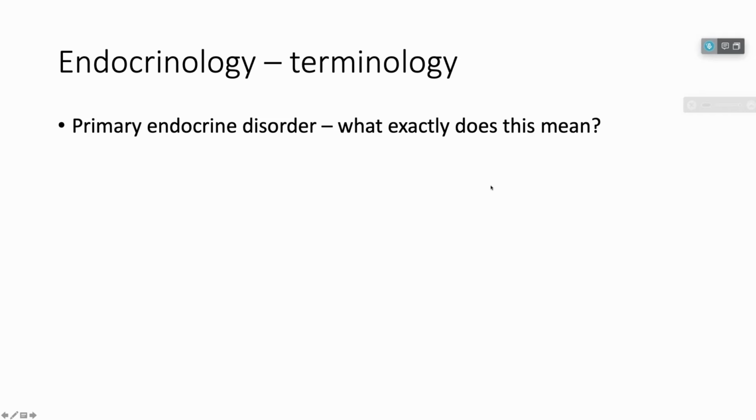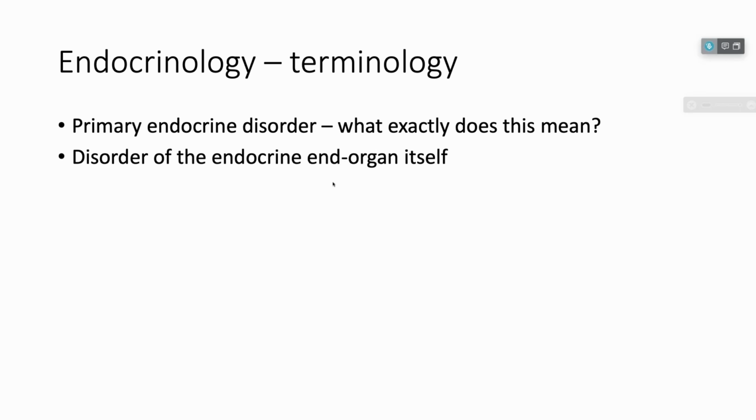Okay, so let's start with some terminology. Alex, can you tell me what exactly does it mean to have a primary endocrine disorder? So primary and secondary is talking about where the disorder is. Perfect. So primary is, sorry, I'm blanking. I think primary is the organ itself. Perfect. Yeah, exactly. And secondary would be where? Secondary would be anything downstream of the organ. Downstream would actually be upstream. So primary means it's a disorder of the end organ itself, right?